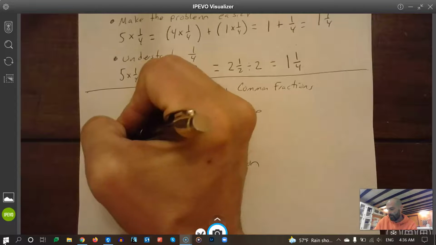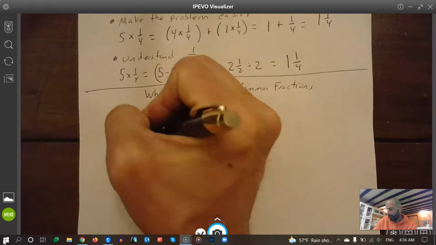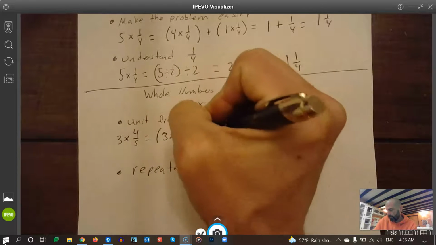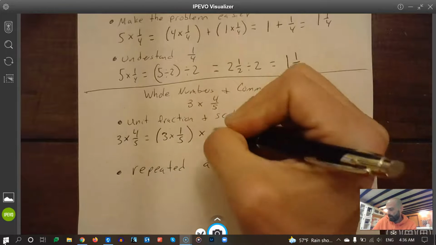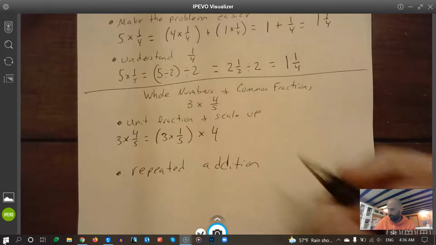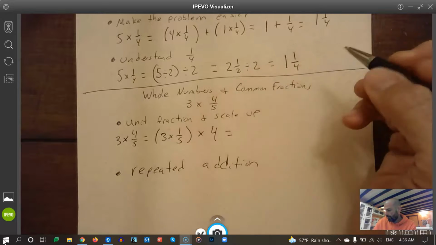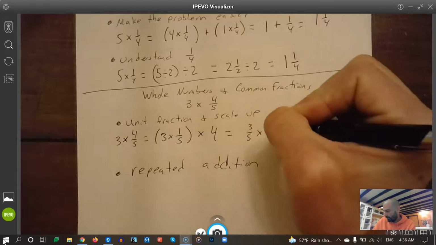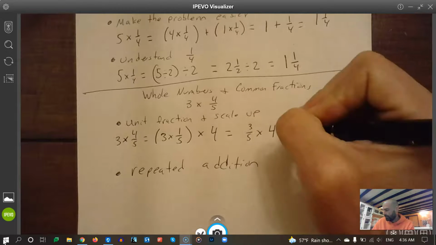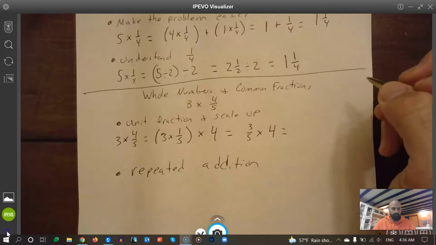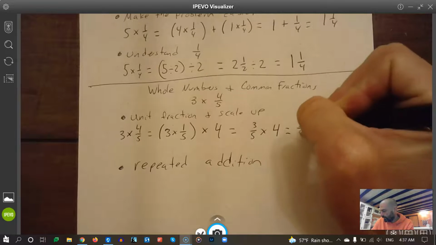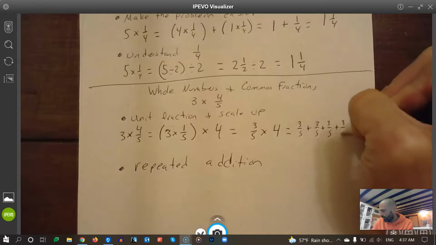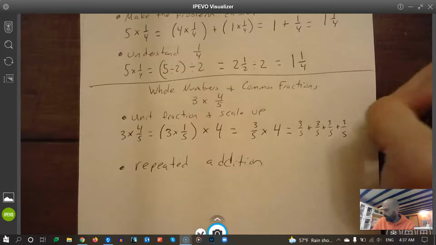So we could say that 3 times 4/5 is the same as 3 times 1/5 times 4, right? Because there are 4 sets of 1/5. So here, 3 times 1/5, repeated addition, 1, 2, 3. So we have 3/5 times 4. And that's going to give us 3/5 plus 3/5 plus 3/5 plus 3/5. So we have 3, 6, 9, 12/5.